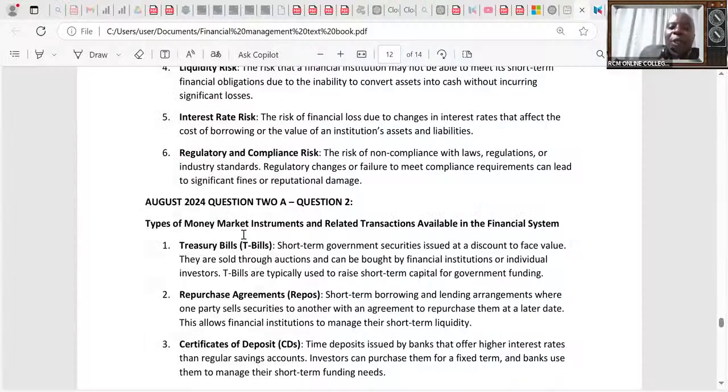August 2024. Question number 2A. Let me know once you guys are able to get this question paper. August 2024. Question number 2A.